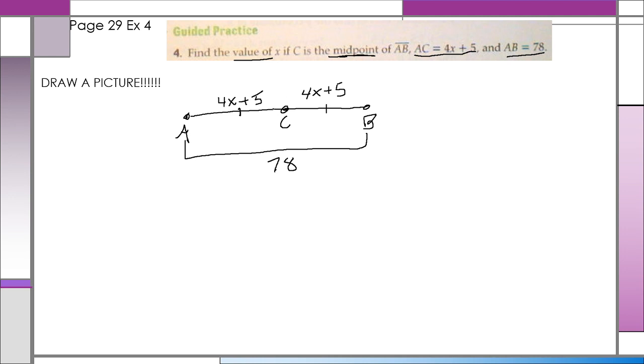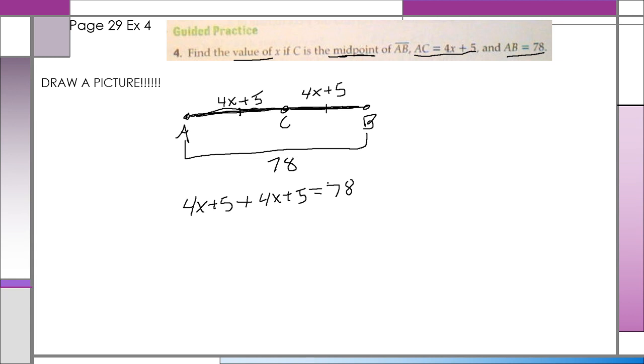Since I know that this is the midpoint, I know that the small segment 4x plus 5, AC, plus the other small segment 4x plus 5, which is CB, is equal to the entire length, which is 78, or AB. So this 4x plus 5, plus this 4x plus 5, is going to be equal to the entire length of 78. So always look to figure out what equation you can make from the geometric picture.